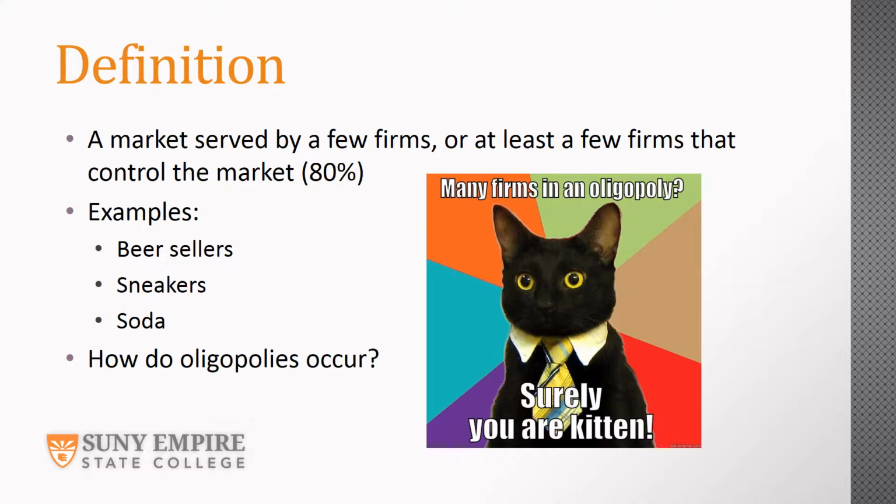Some examples of oligopolies include the beer industry with Anheuser-Busch, Coors, and Miller, the sneaker industry with Nike and Reebok, and soda with Pepsi and Coke. Note that in each of these industries, there are smaller firms that fit certain niches, but the vast majority of the market share is concentrated in the firms mentioned. But how do oligopolies occur?